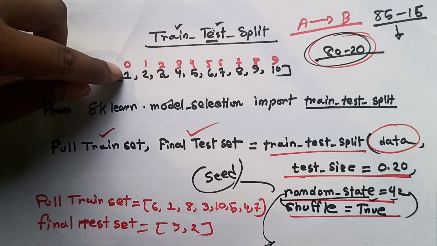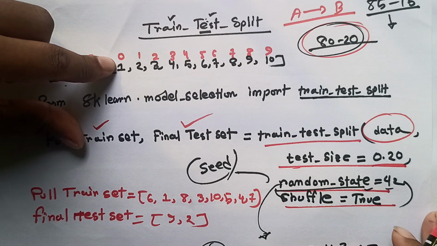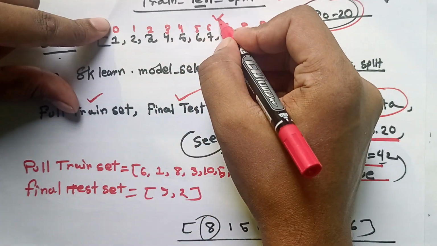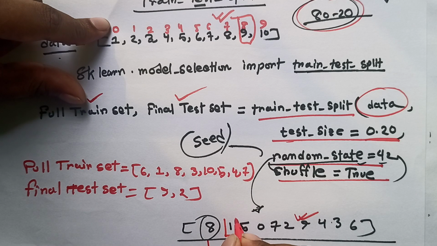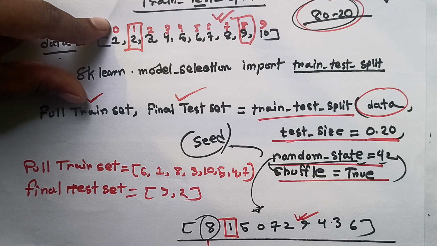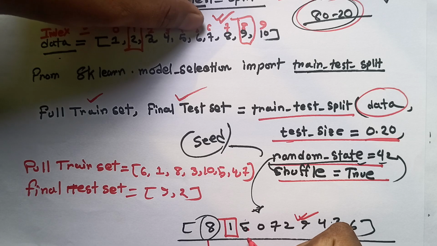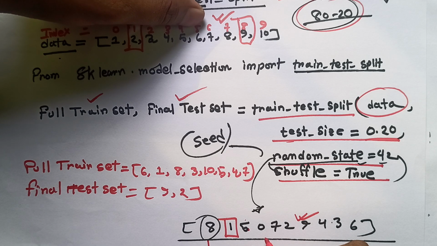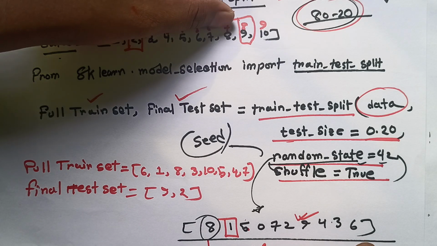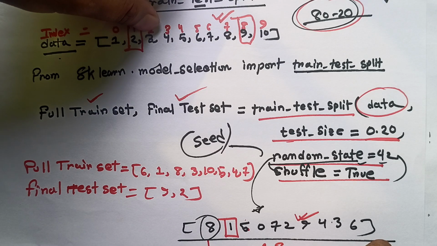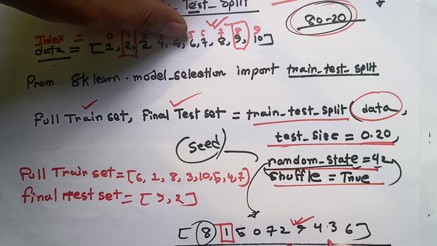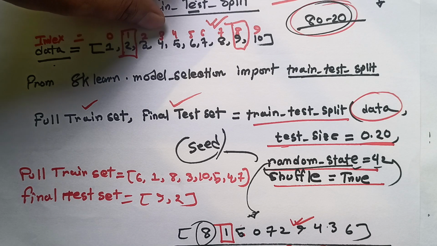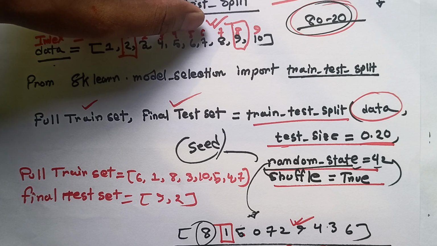So if you compare the indexes, index 8 got 9, index 1 got 2, index 5 got 6, index 0 got 1, index 7 got 8, index 2 got 3, index 9 got 10, index 4 got 5, index 3 got 4, and index 6 got 7.